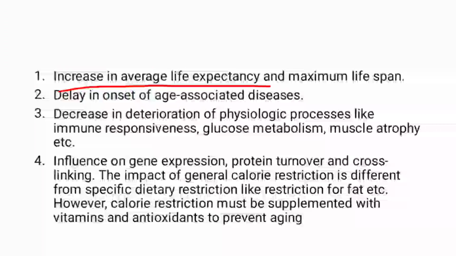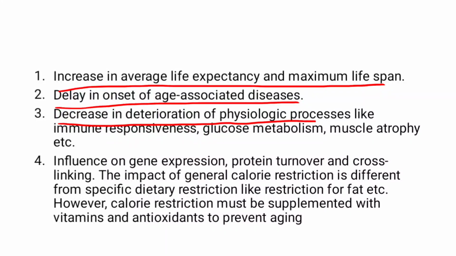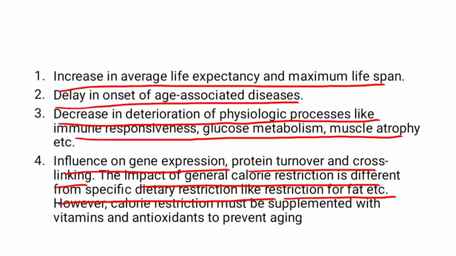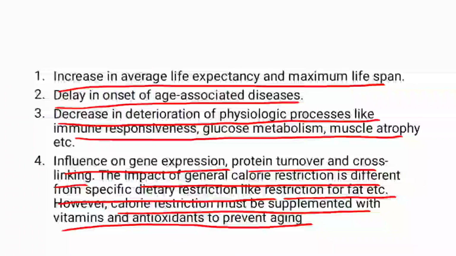They increase the average life expectancy and maximum lifespan. It delays the onset of age-associated diseases. It decreases the deterioration of the physiological processes like immune responsiveness, glucose metabolism, and muscle atrophy. It influences the gene expression, protein turnover, and cross-linking. The impact of general calorie restriction is different from specific dietary restriction like restriction of fat and so on. However, the calorie restriction must be supplemented with vitamins and antioxidants to prevent aging.